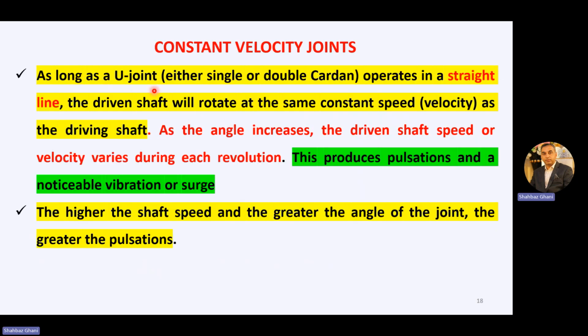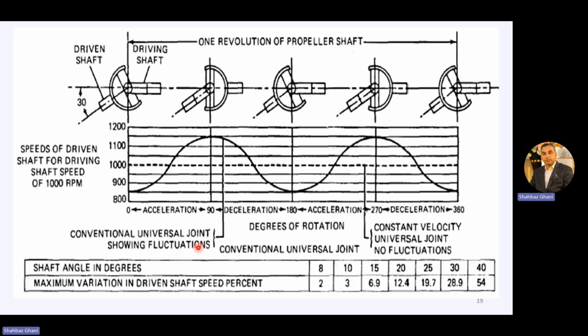As long as a U joint, either single or double Cardan, operates in a straight line, the driven shaft will rotate at the same constant speed as the driving shaft. As the angle increases, the driven shaft speed varies during each revolution. This produces pulsation and a noticeable vibration or surge. The higher the shaft speed and the greater the angle of the joint, the greater the pulsation. So CV joints are used to minimize these things.